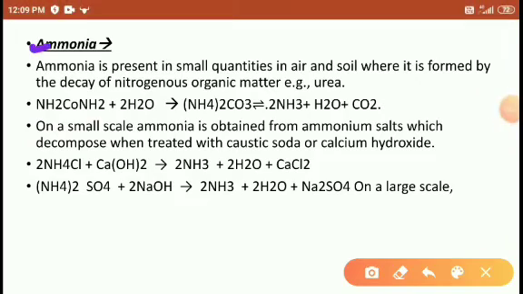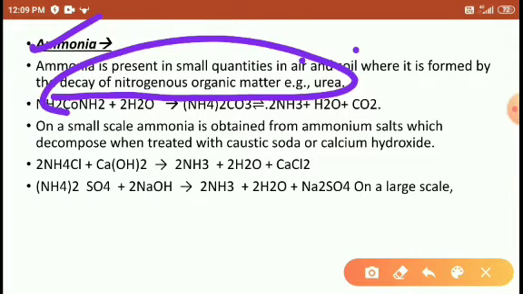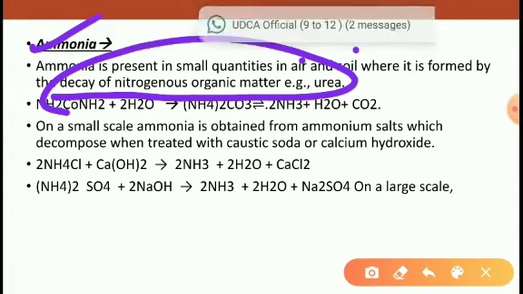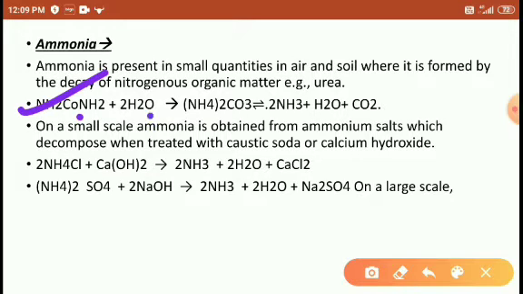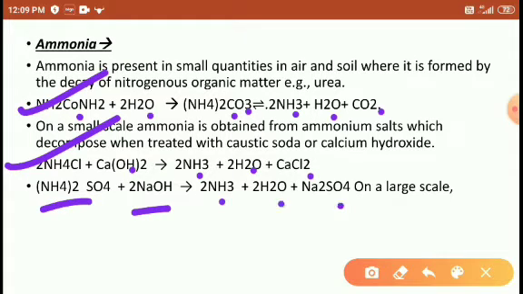The next is the formation of ammonia. Ammonia is present in very small quantity in the air and soil, and ammonia is also formed by the decay of organic matter, the decay of animals and plant leaves. The methods of preparation are mentioned here. Urea treated with water forms ammonium carbonate. Ammonium carbonate again dissociates to form ammonia, water and carbon dioxide. Ammonium chloride reacts with calcium hydroxide to form ammonia, water and calcium chloride. Ammonium sulfate reacts with NaOH to form ammonia, water and sodium sulfate.